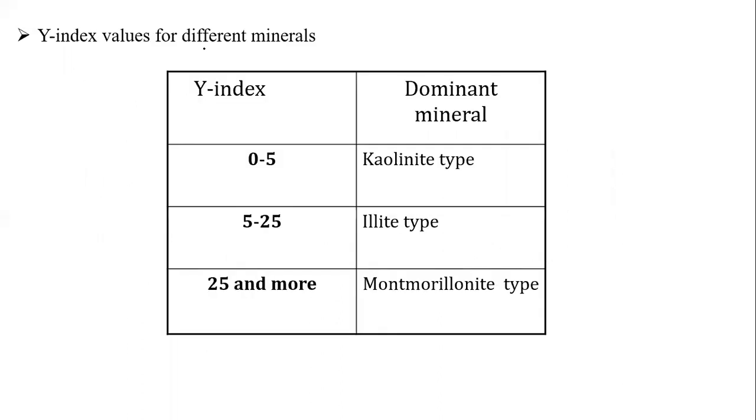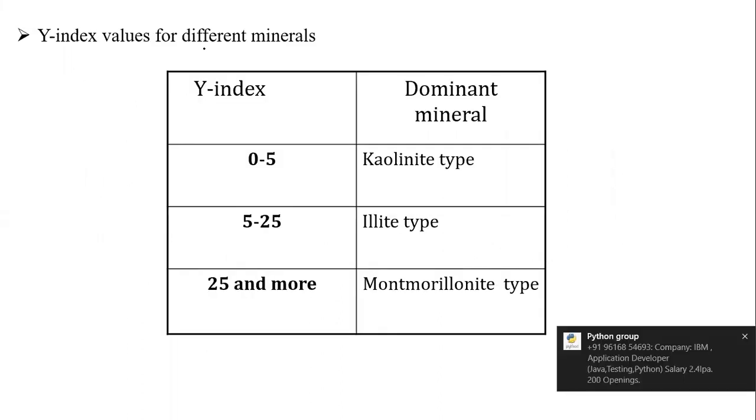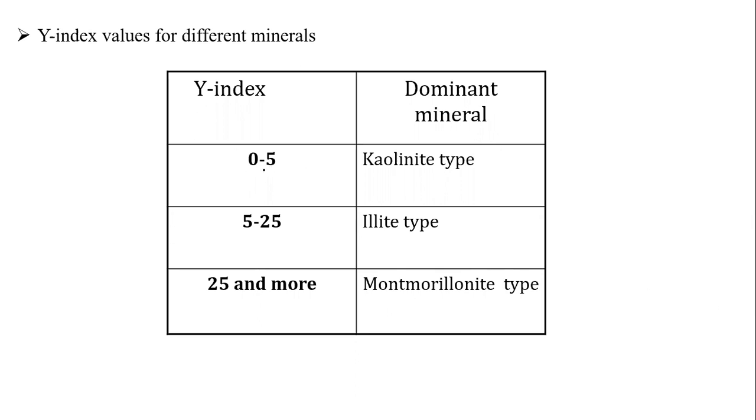Now we will see the conditions. If the value of Y-index is between 0 to 5, we get the kaolinite type of clay mineral. If it is 5 to 25, it is called the illite type. If it is 25 and more, it comes under the montmorillonite type. This is completely a mathematical model, students.